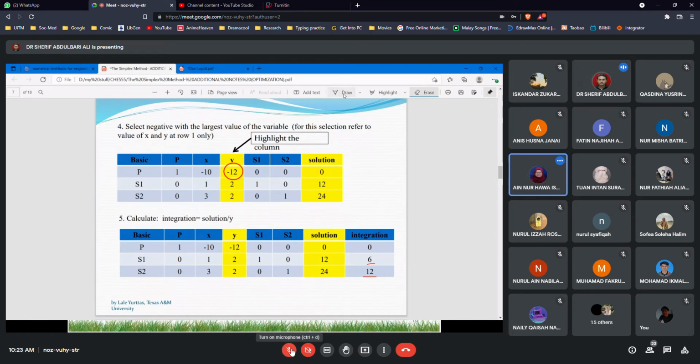Okay. I already found the column Y, which is my pivot column. So now I need to find the intercept. So the intercept is equal to the solution column over the pivot column. So in my case in here, 0 over negative 12, 0. 12 over 2, 6. 24 over 2. The answer is 12.